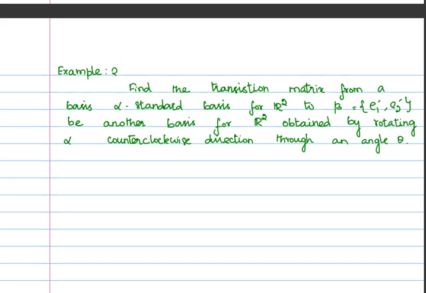This video is the continuation of our previous video. So how to find the transition matrix. Here they give the two bases. One is alpha, a standard basis for R2. Beta is another basis. It is rotating the standard basis in the counterclockwise direction by angle theta.